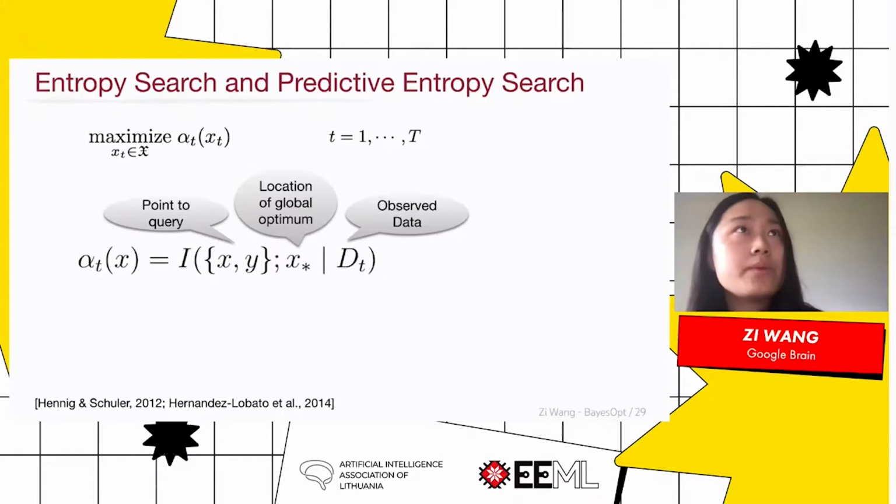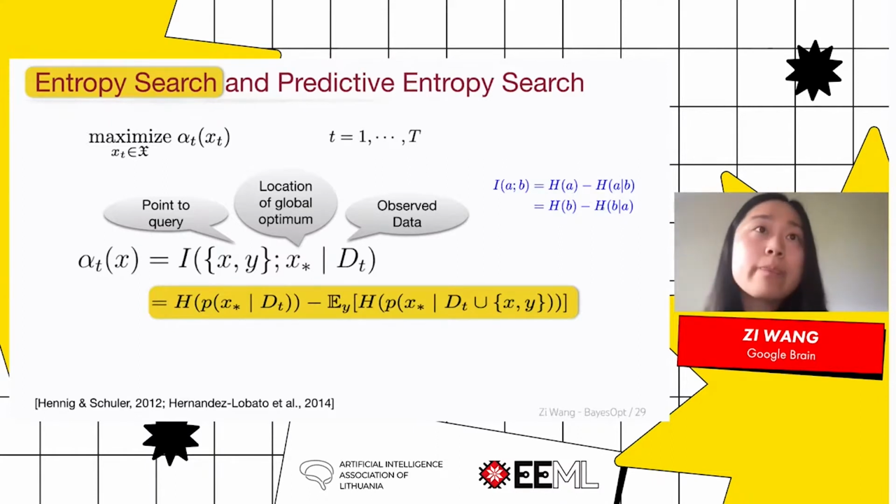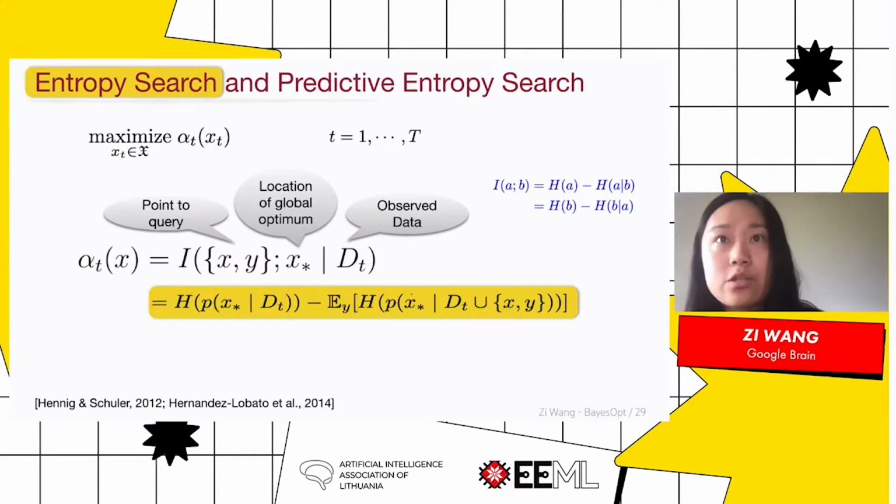So here are two particularly interesting extensions. One is the original entropy search. This is because we use one particular form to write out our information game. H here is the entropy. So it can be written as either the difference between the entropy of A and the entropy of A given B, or the entropy of B and the entropy of B given A. So for entropy search, we're doing the entropy of the location of the global optimal, and the location of the global optimal given our data, given our new point to query.